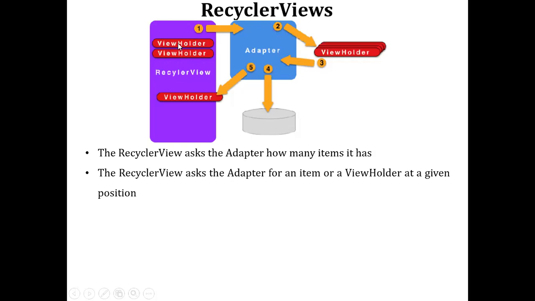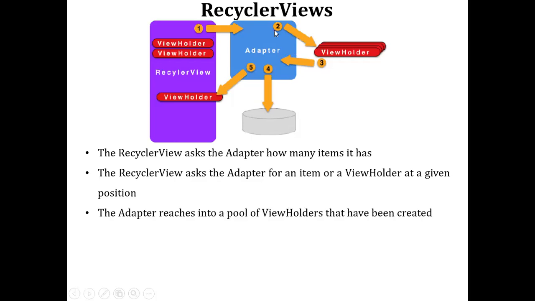This atom will be displayed at a different position inside the recycler view. So the atom to be displayed will be requested from the adapter by the recycler. Next, the adapter reaches into the pool of view holders that have been created. These view holders may be statically created, or they may be created at runtime.